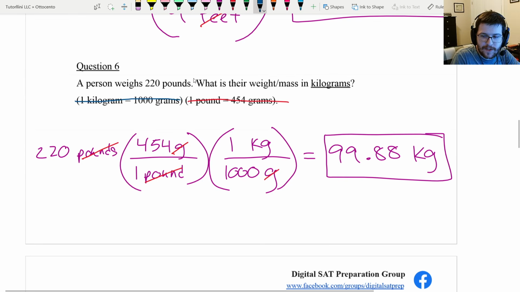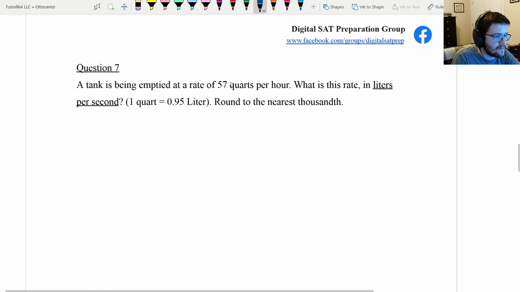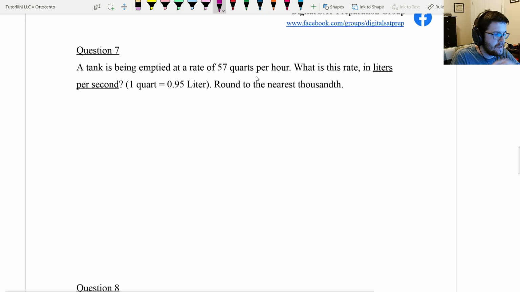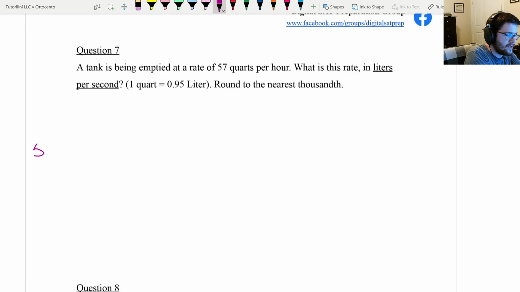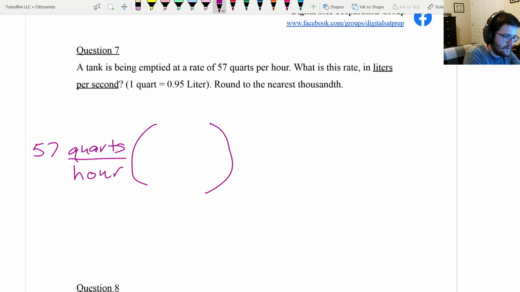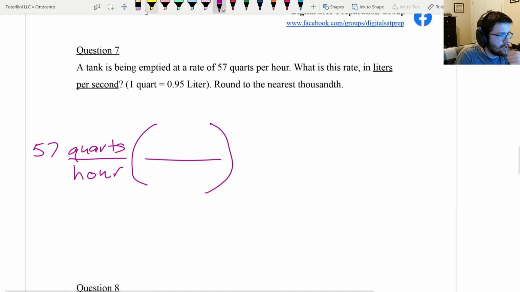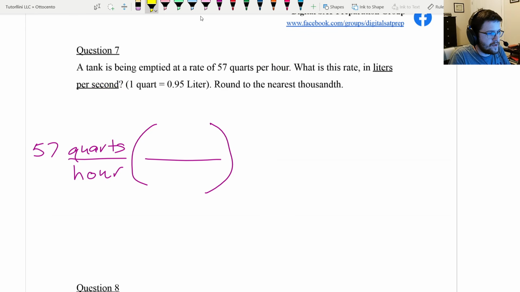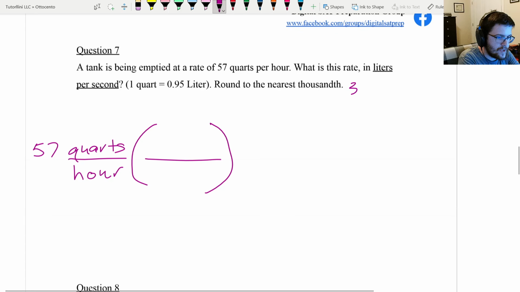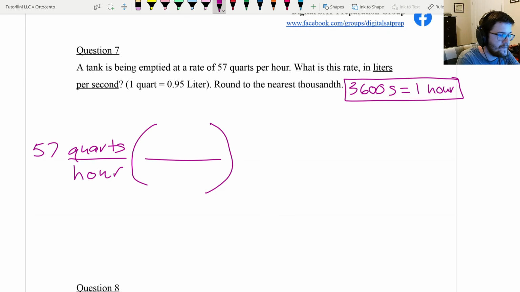All right, let's move on to question 7. A couple more left. A tank is being emptied at 57 quarts per hour. Okay, let's write that down. 57 quarts per hour. And let's see, we have some mention of seconds and hours. So we should probably write down the other unit conversion that we need, which is 3,600 seconds equals 1 hour. Just use S for second. It doesn't matter. You can write whatever you want.